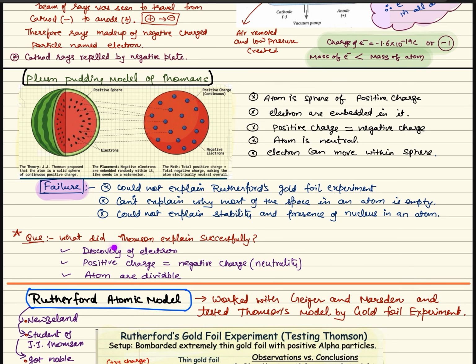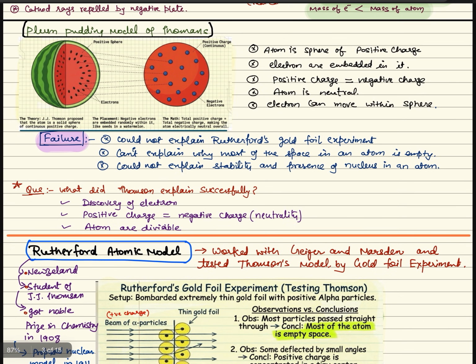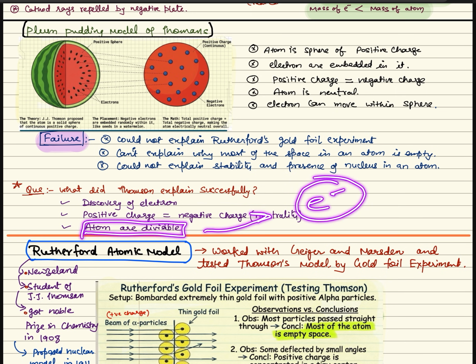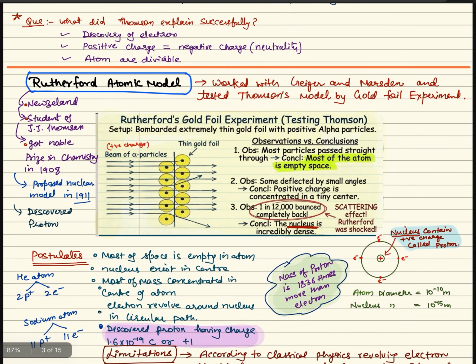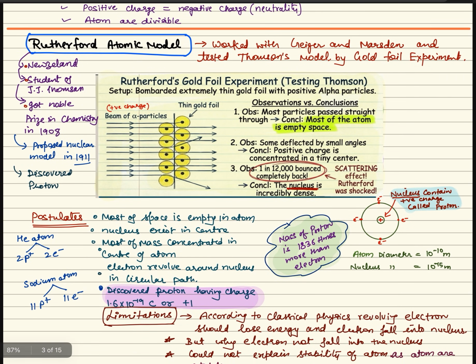Okay, what did Thomson successfully explain? So what was the success of this model? The discovery of the electron was the success of his model, and he told that positive and negative are equal. He proved the neutrality of the atom, and that atoms are divisible. That is how the electrons were emitting, the electrons present in the atom. So we can divide the atom; the electron is a subatomic part of the atom.